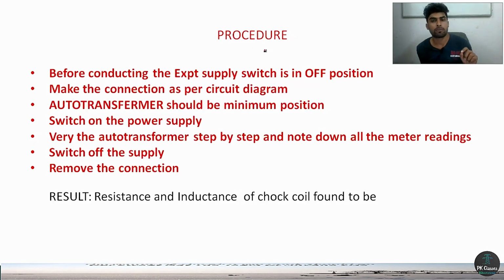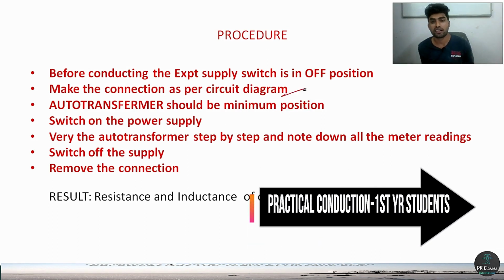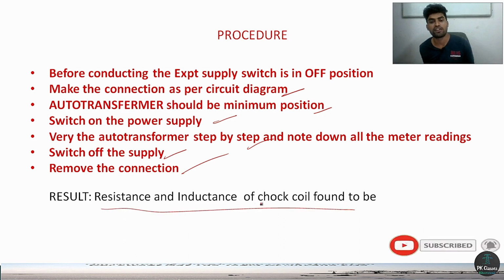Next, the procedure part. Before conducting the experiment, everything must be in off position, right? Make the connection as per the circuit diagram. Auto transformer must be at minimum position. You just check it and switch on the power supply. Use the auto transformer step by step. Note down all the meter readings and switch off the power supply. Remove the connection.